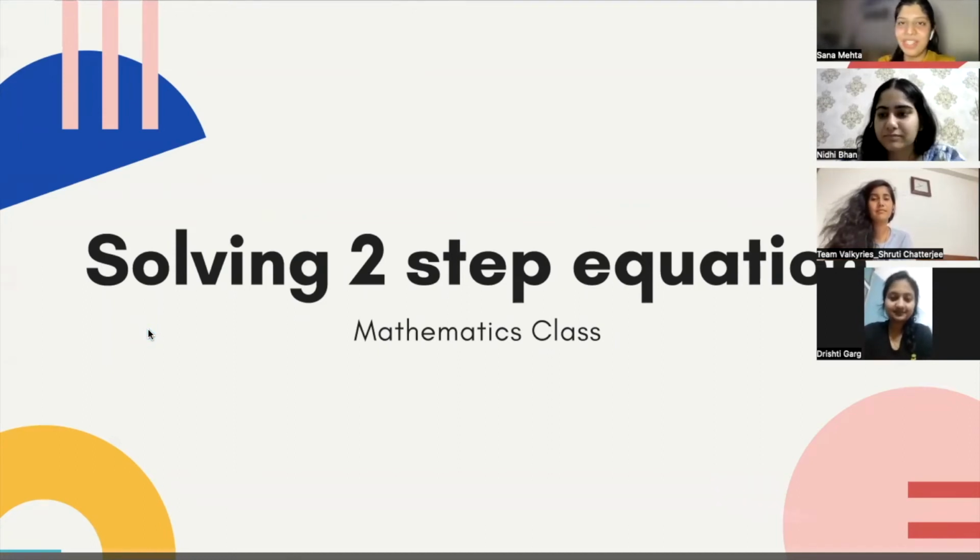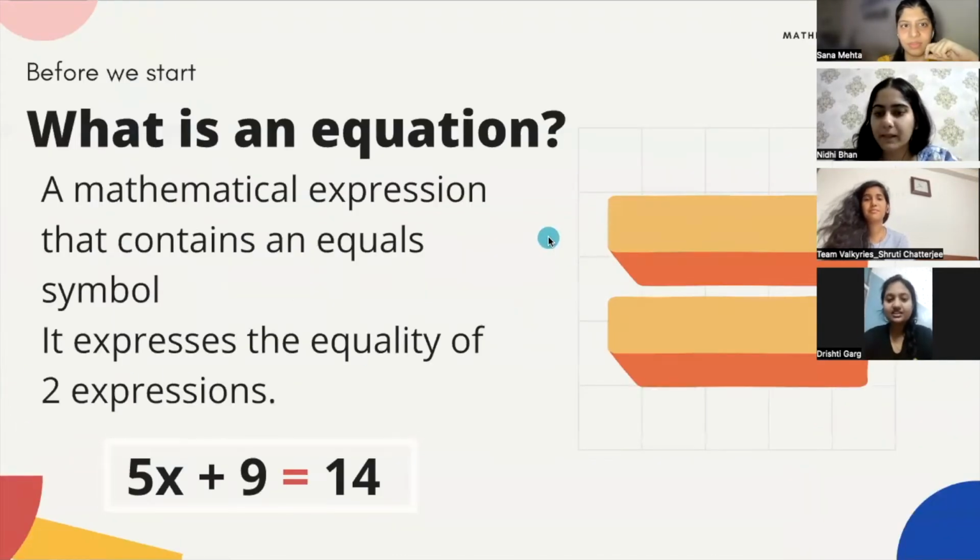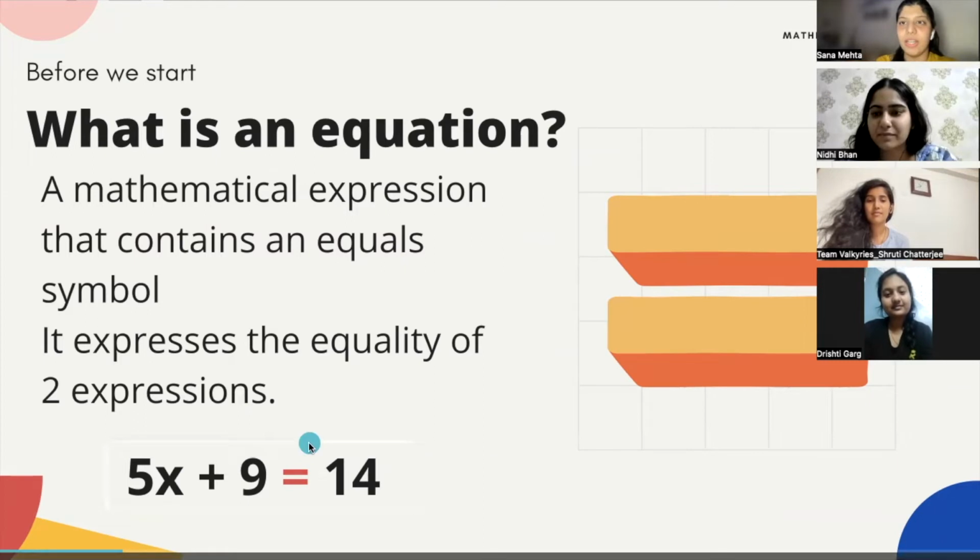Good evening, students. Today we are going to study how to solve a two-step equation. Before we begin, can anyone tell me what an equation is? An equation is a mathematical expression that contains variables and constants and has an equals sign. Perfect, that's exactly right. Any expression which contains an equal to sign is called an equation. As you see over here, the red symbol is an equality sign.